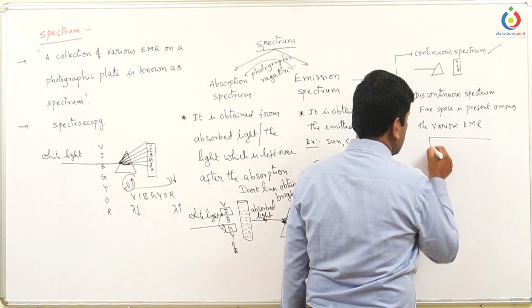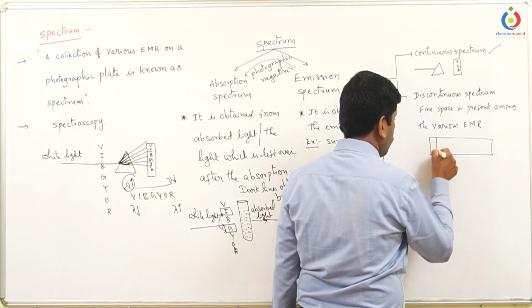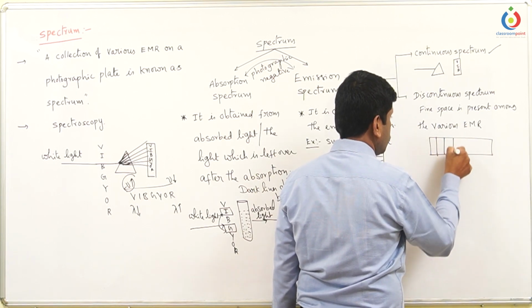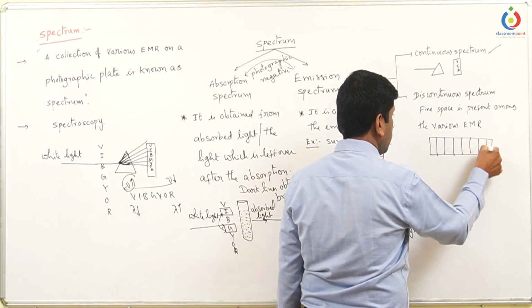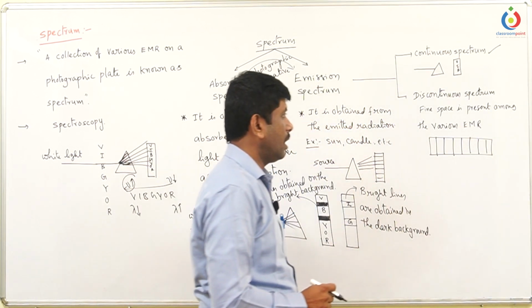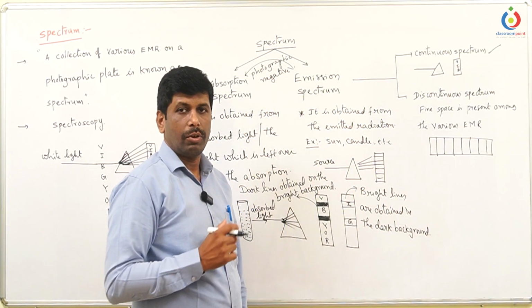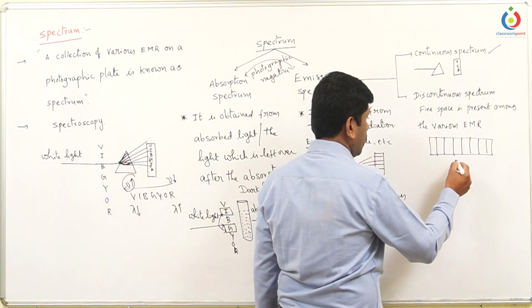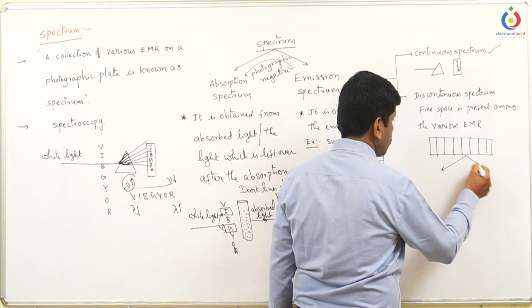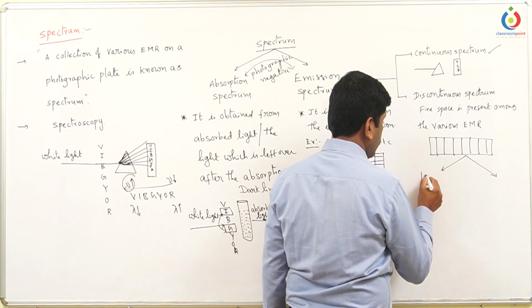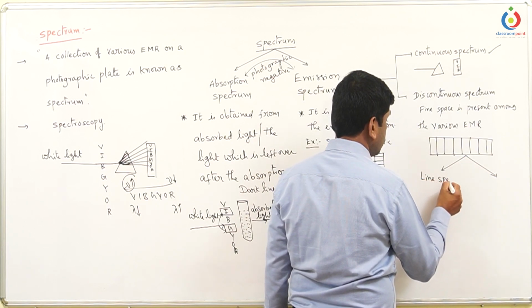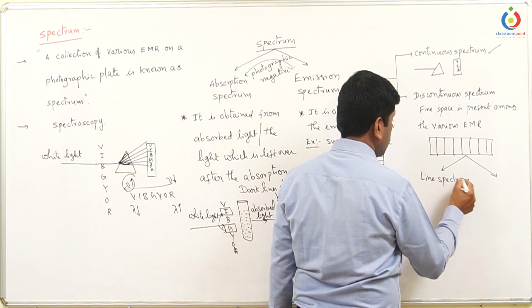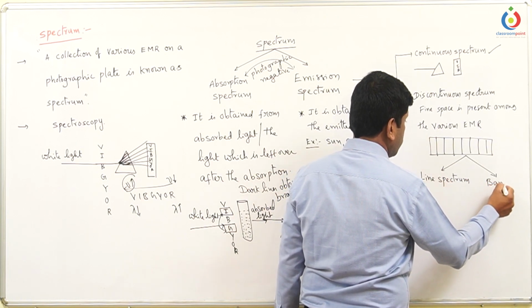So here we can say that like this, here is one radiation, here is another radiation, so we can exactly say where the starting part and ending part of the electromagnetic radiation are. This discontinuous spectrum is again of two categories. One is line spectrum, the second one is band spectrum.